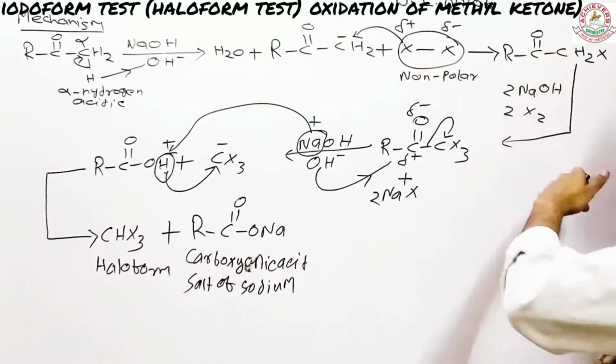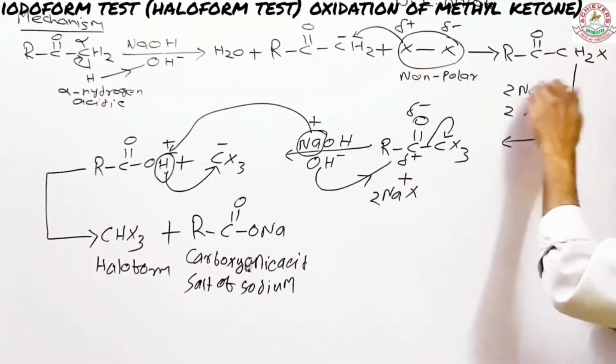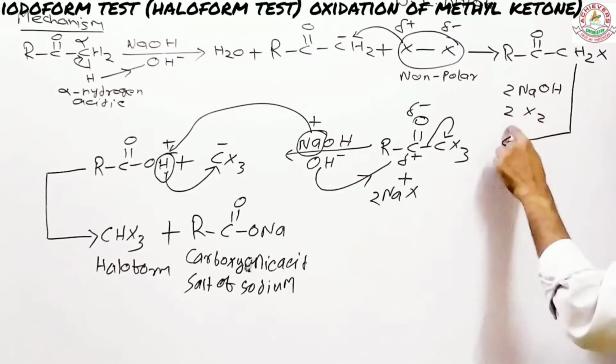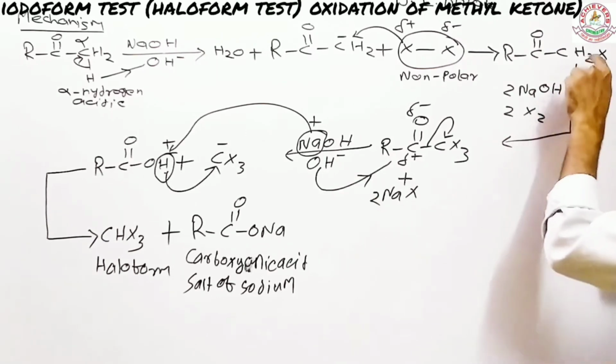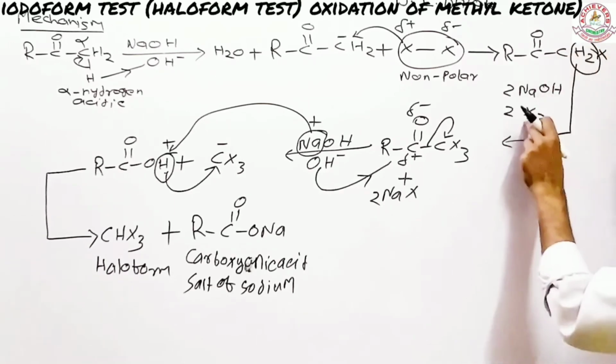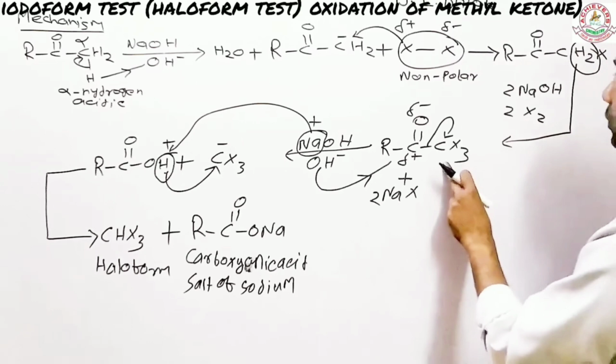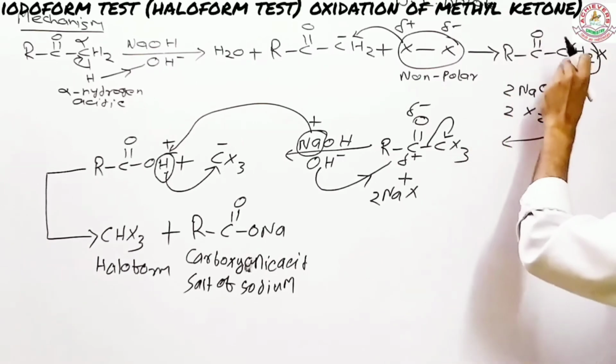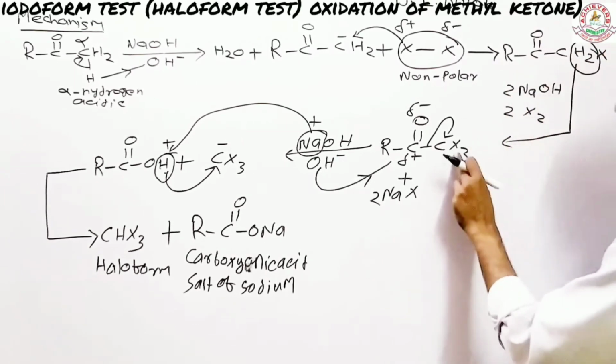After this first halogen has come over the place of the hydrogen, it required 2 mole of NaOH. We could have done it in a bit bigger way, but I have done it in the same step: 2 NaOH and 2 X2 will result in replacement of both of the hydrogen. Remember, both of these hydrogen I have replaced in the same step, and this forms actually RCOCX3.